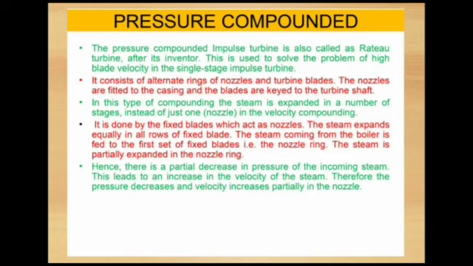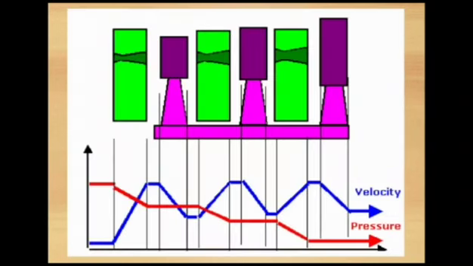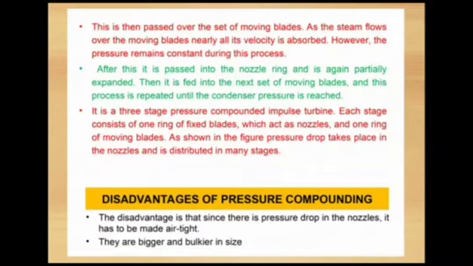Pressure compounding. The pressure compound impulse turbine is also known as a Rateau turbine, after its inventor. This is used to solve the problem of high blade velocity in a single stage impulse turbine. In this type of compounding, the steam is expanded in a number of stages. Disadvantage of pressure compounding: since the pressure drops in the nozzle, it has to be made airtight. They are bigger and bulkier in size.